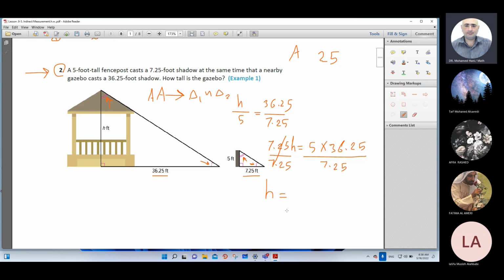And here, who can tell me what is the answer? Repeat please. 25. The answer here, 25. Can you check please if this answer is true or not? So this is correct. Excellent, Afra. I will add to you 2 marks. Great work.